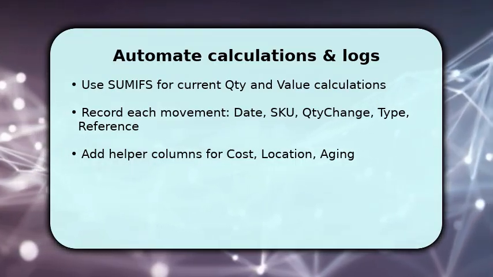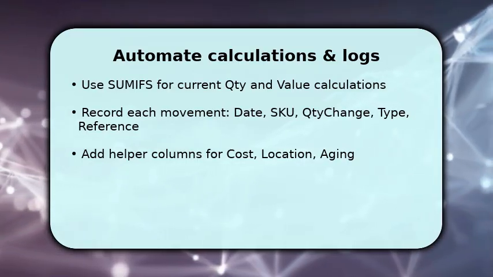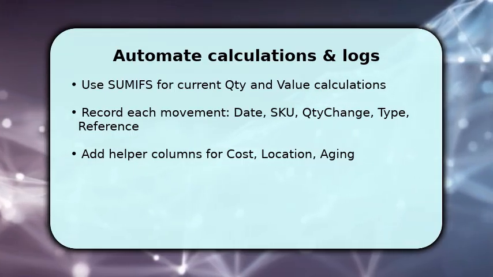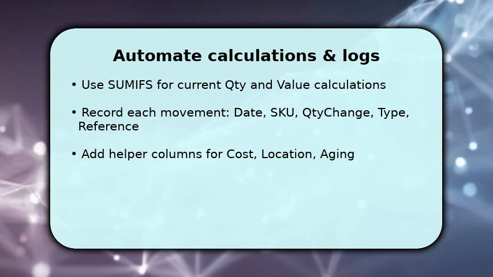Add helper columns for unit cost and location to support multi-site tracking. Once linked, conditional formatting highlights low stock and pivot tables summarize trends. Make sure formulas use absolute references, so copying rows doesn't break them.